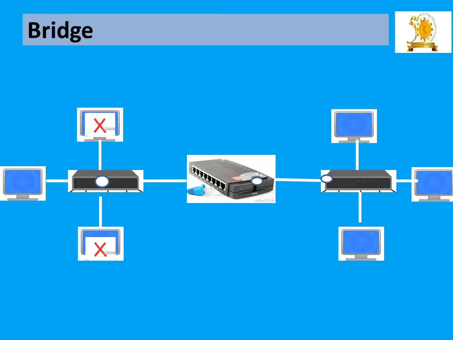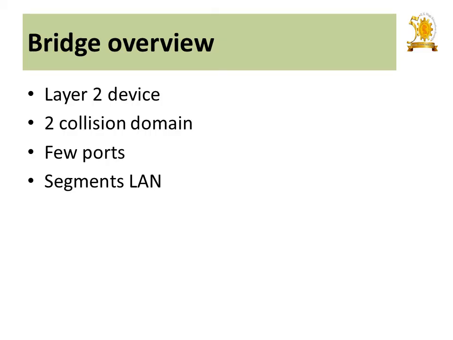Again in the second LAN network, the required data will be sent to the number of PCs or computers connected to it, but it is given to the required systems and the others will reject the data. Now what is this bridge actually doing? Here is the overview of the bridge. As far as the OSI model is concerned, it is a layer 2 device, that is, it acts in the second layer of the OSI model. As far as the domain is concerned, it acts in two collision domains.